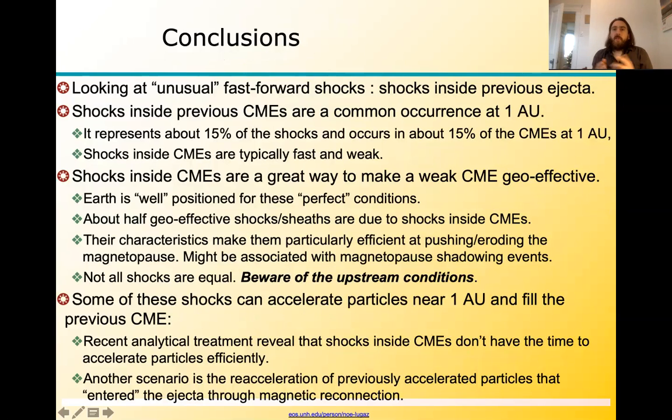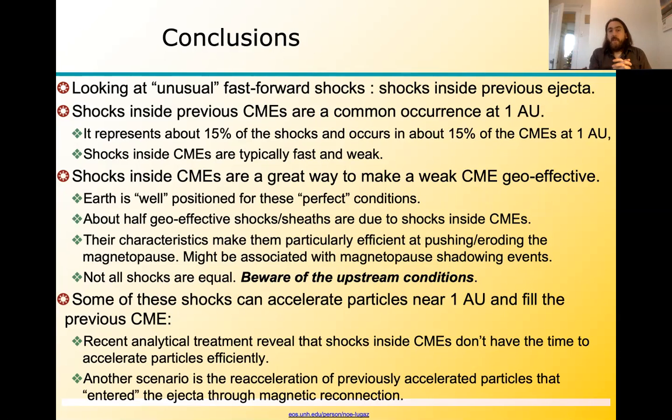So as a conclusion, I think I'm running out of time, but we looked at shocks inside previous CMEs. They're not uncommon, about 15% of CMEs have shocks inside them. It's a great way to make a weak CME geo-effective, and really Earth is well positioned for this, which is something that both Camilla Scolini and Ying Liu have been talking about recently. And really, what I think is important is that these characteristics by themselves create conditions perfect for magnetopause shadowing, for strong geo-effectiveness, especially in terms of the radiation belts.